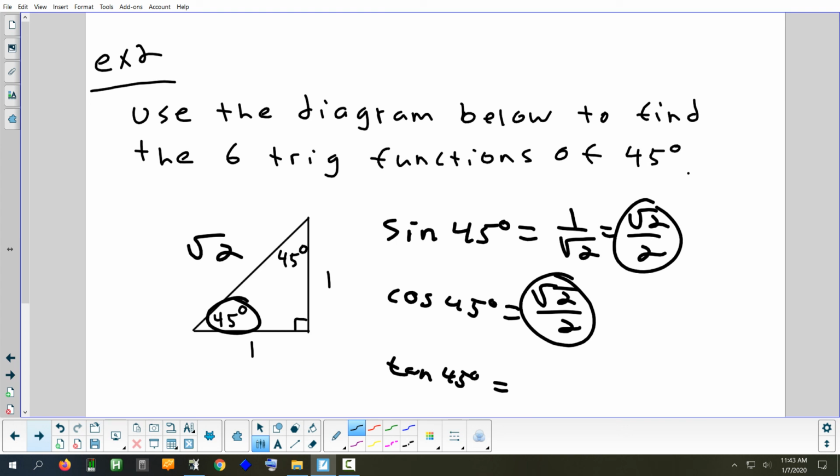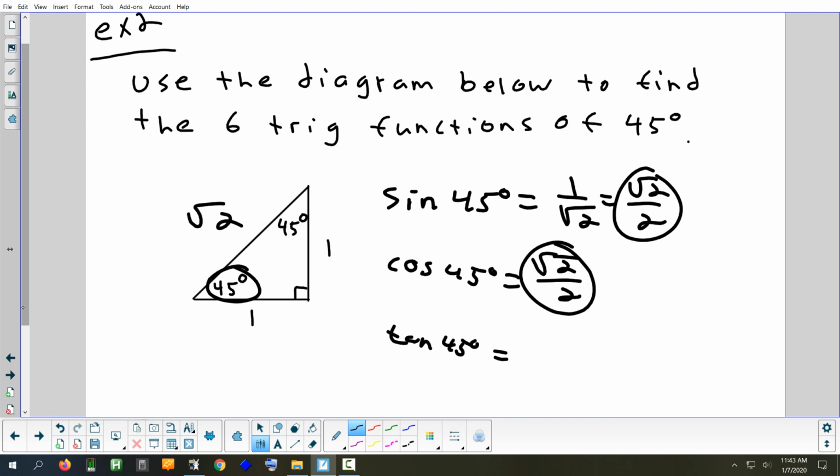And how about, Nikara, what's my tangent? What's the definition of tangent again? It's opposite over adjacent. Yes, that is correct. So what side is opposite the 45? The 1. And what side is adjacent to the 45? The 1. So it's 1 over 1, which would just give you 1.